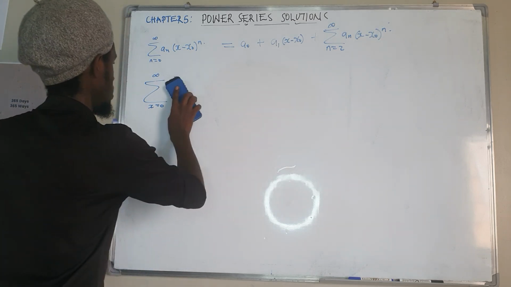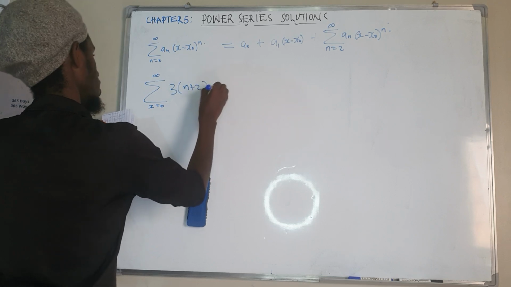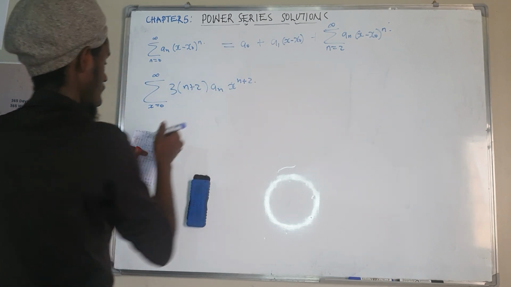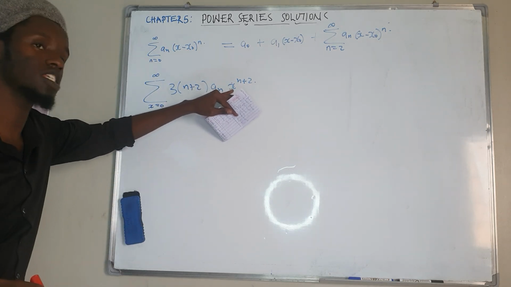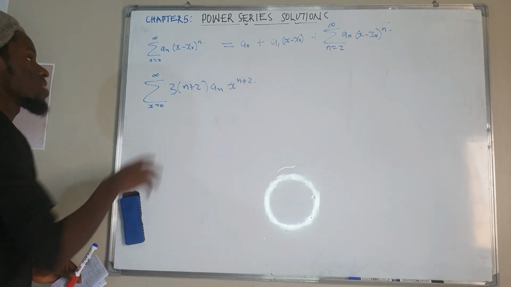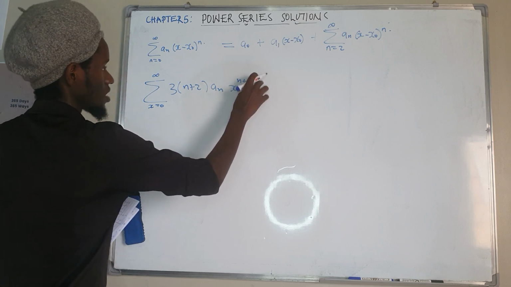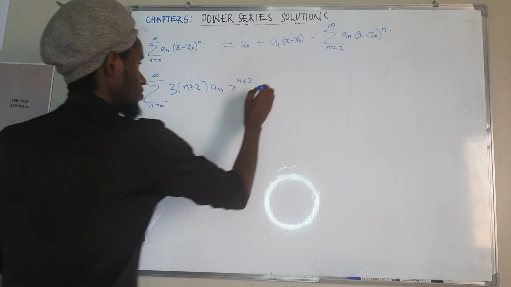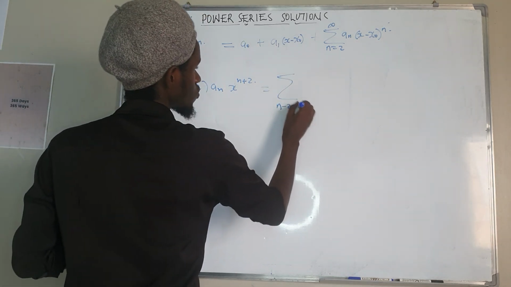The example is like this: 3 times (n plus 2) a_n, then x power (n plus 2). I'm told to make, remember, I have to first make this (x minus x naught) power n, not n plus 2. Now how do I do this one? I subtract where there is n. I move minus 2 where there is n. This is the same thing as having the summation from n, where there is n I put minus 2, so n minus 2 equals 0 up to infinity.